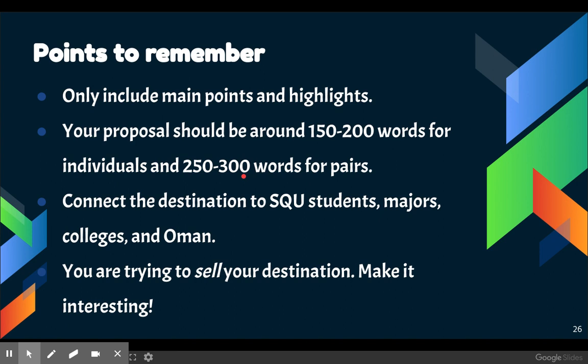So if you have any questions about that, talk to your teacher. And remember to connect your destination to SQU students, majors, colleges, and Oman. You're taking the information from Connection to SQU and information from Attraction Highlights and combining them together to make your proposal. And finally, remember, you are trying to sell your destination. Make it interesting. Grab the SQU Travel Club's attention with your proposal.